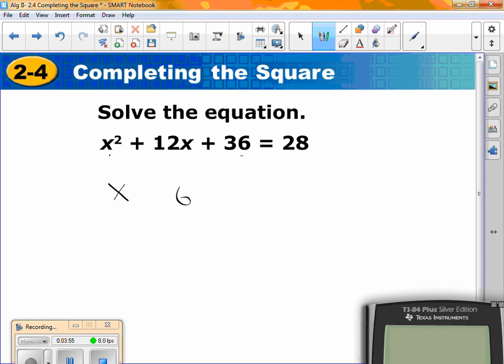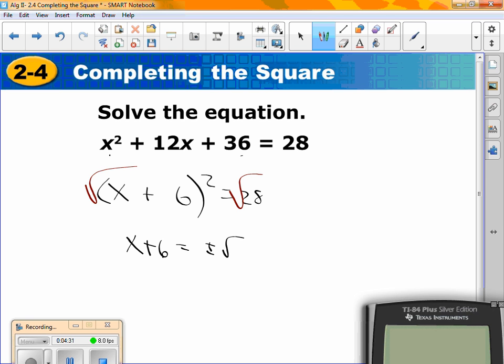6. Let's see, 6 times x is 6x. Double it, you get 12x. That's what we have here. It's x plus 6 squared equals 28. How do I get rid of that square? Square root. So I'm going to take the square root, square root. The square root gets rid of that entire square. So I have x plus 6 equals plus or minus the square root of 28. I don't know the square root of 28.